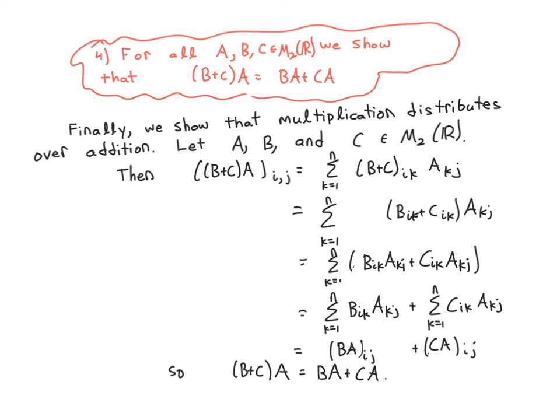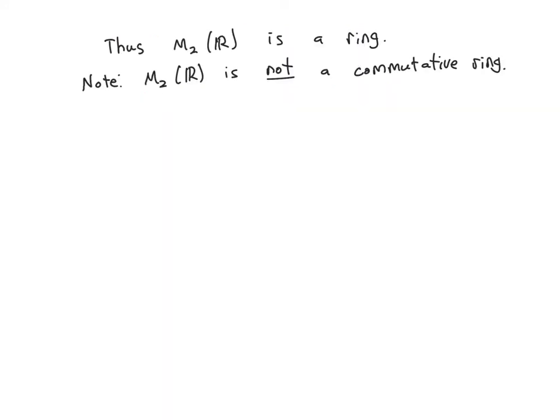Then you recognize that you're looking at two dot products here. And then this is just the ijth entry of B times A, and this is the ijth entry of C times A. So this is really the ijth entry of the sum of the two matrices. And so you get the same distributive law. Thus, we see that the set of 2 by 2 matrices with real entries is in fact a ring.